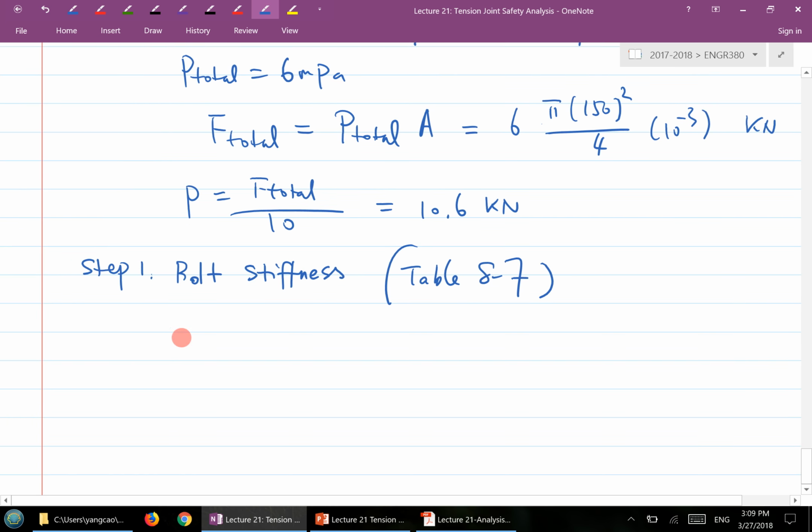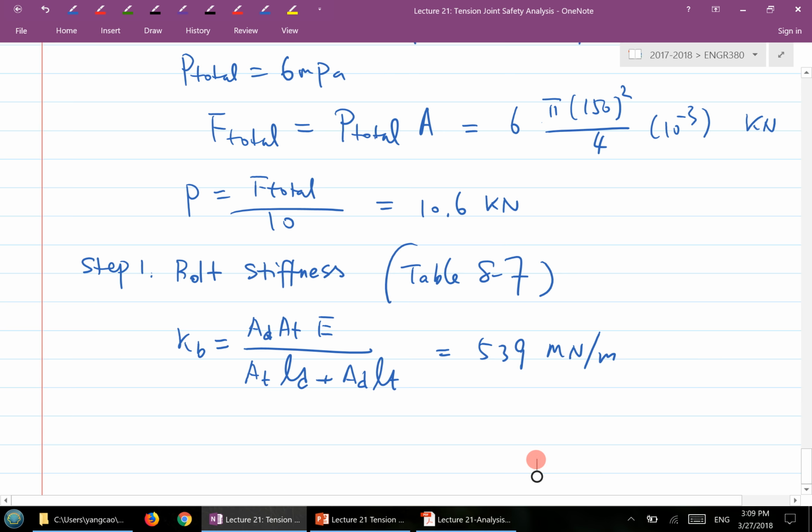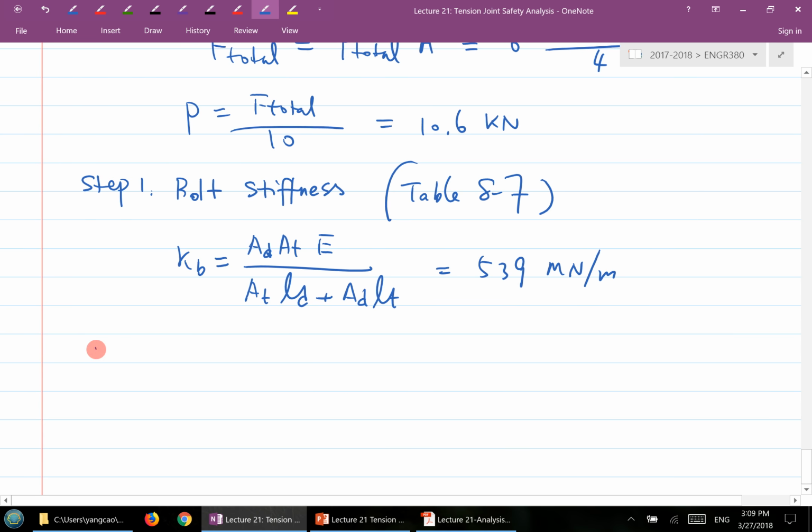So this one here, you need to exercise, and I have the formula written previously. If you calculate this, you get 539 meganewton per meter. The stiffness of the bolt is 539 meganewton per meter. That's the part you're going to have to exercise yourself. And then the member stiffness.